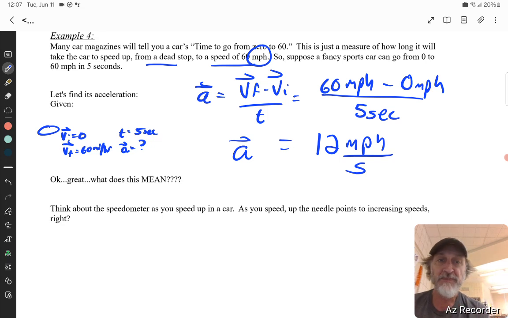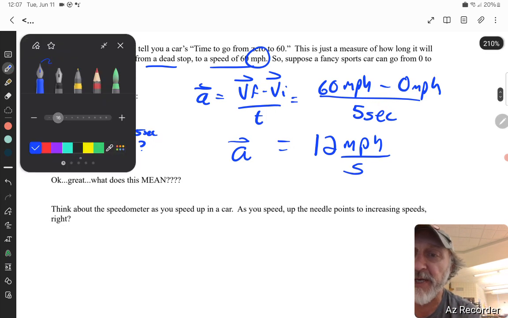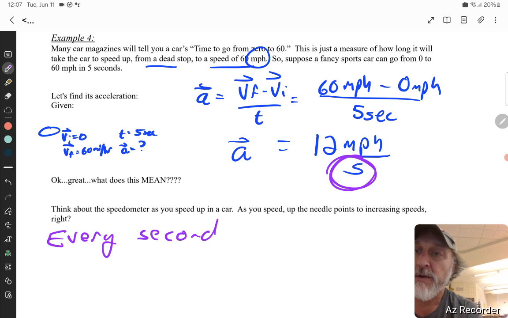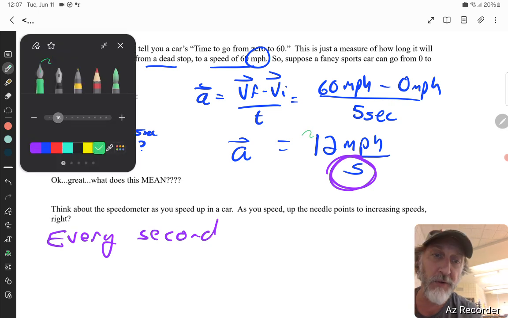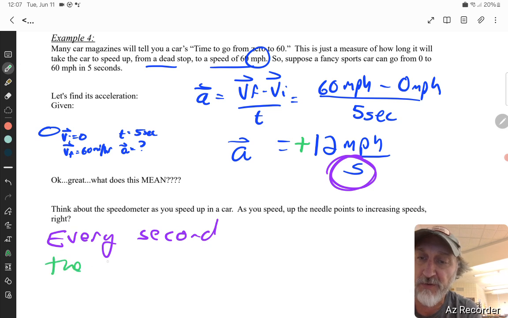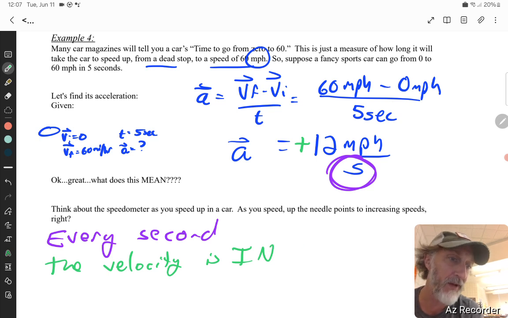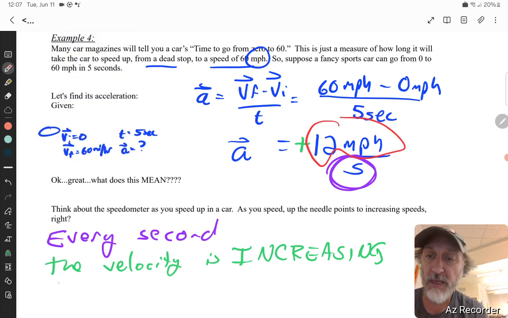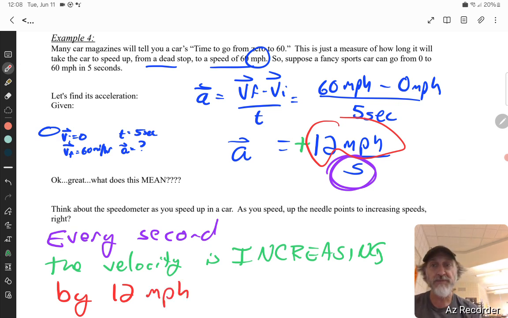So what does this mean? Notice this number is positive. That tells us that the velocity is increasing, because it's positive, by 12 miles per hour. Every second, the velocity is increasing by 12 miles per hour.